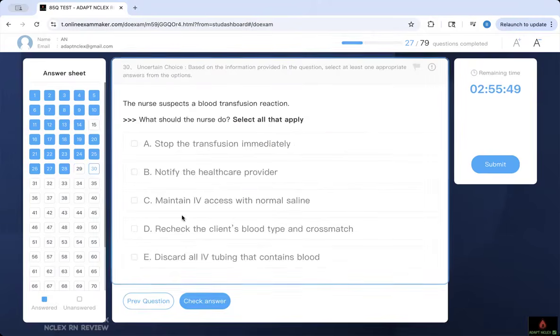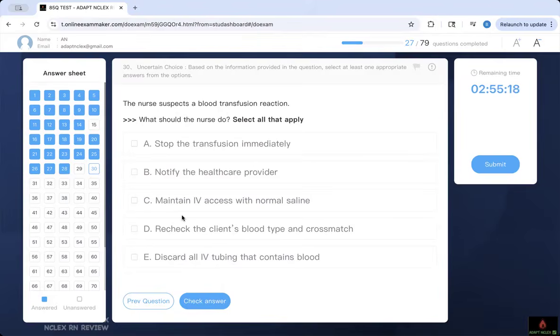And then suspect a blood transfusion reaction. What should the nurse do? What would you do? You suspect a blood transfusion reaction. What are you going to do? Stop the transfusion immediately, notify the healthcare provider, maintain IV access with normal saline, recheck the blood type and cross-match, discard all IV tubing that contains blood. Is that what you're going to do?